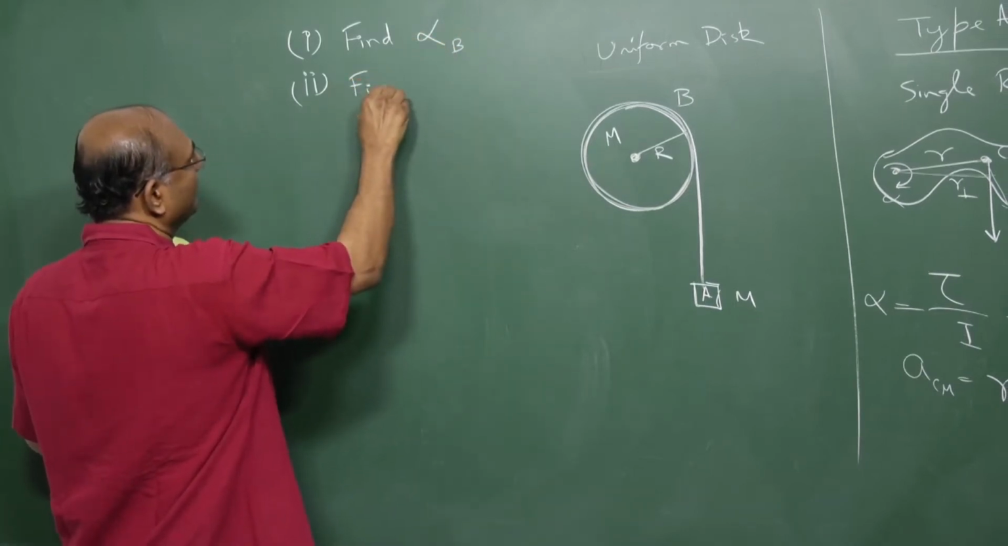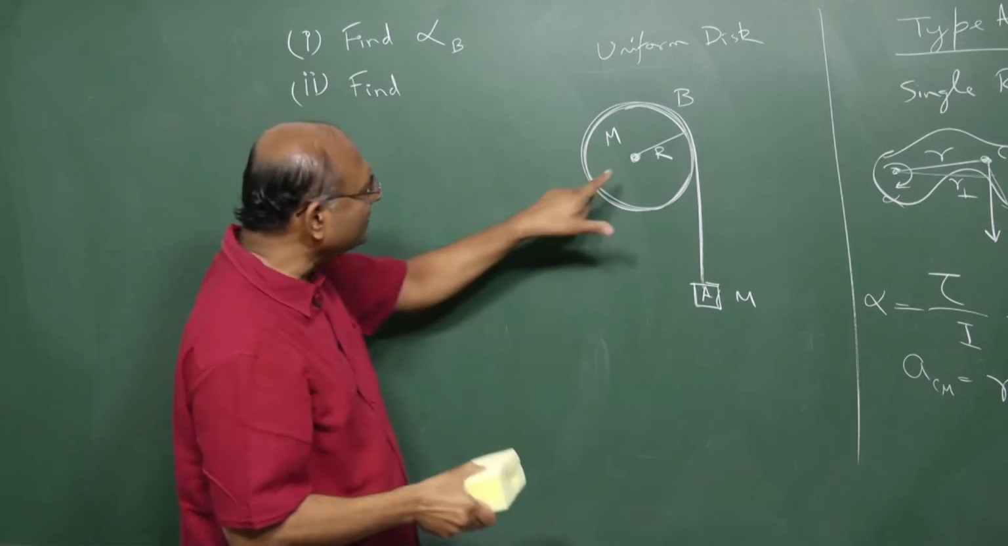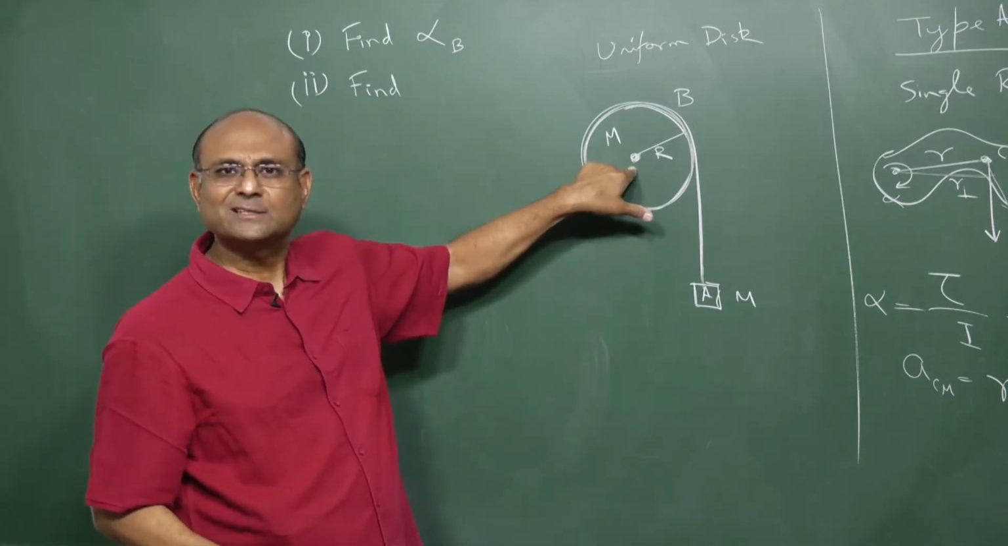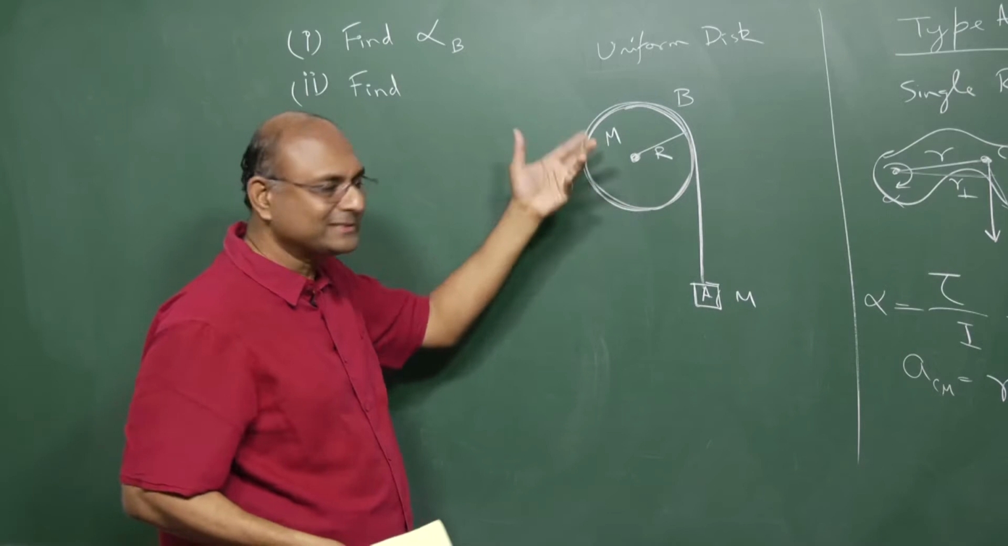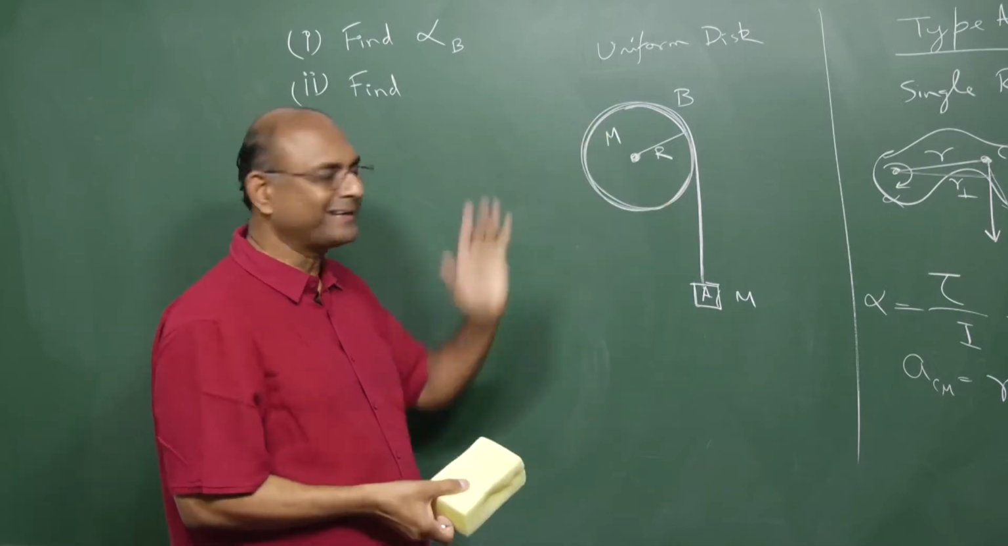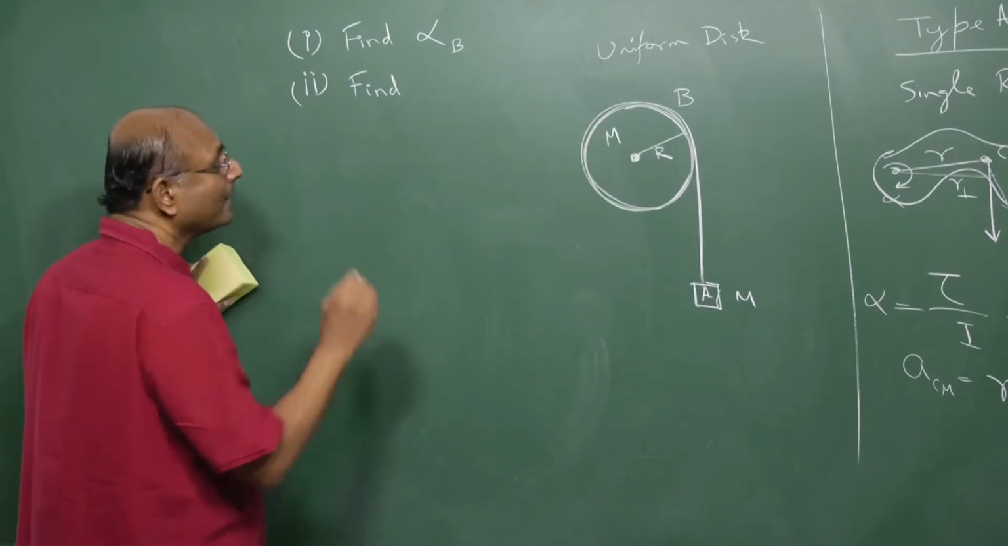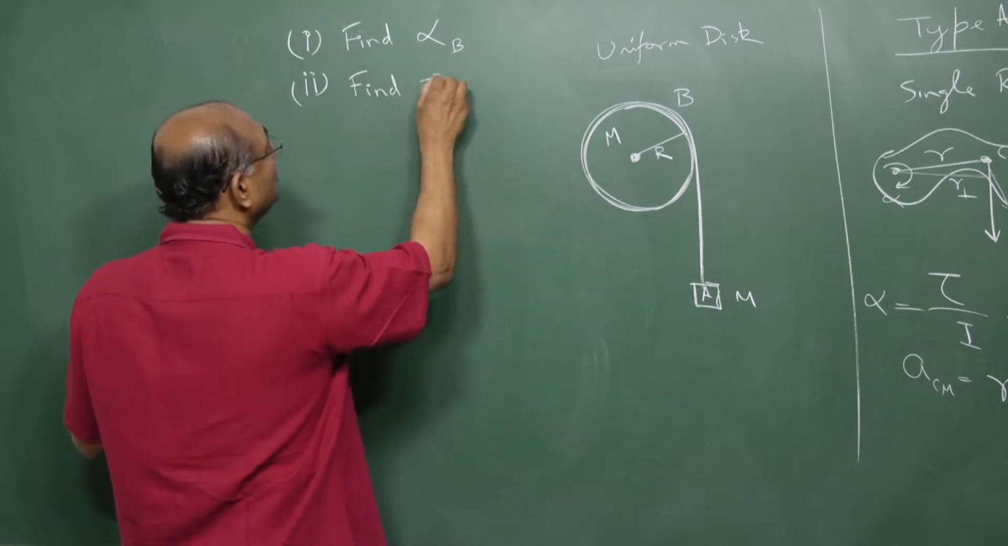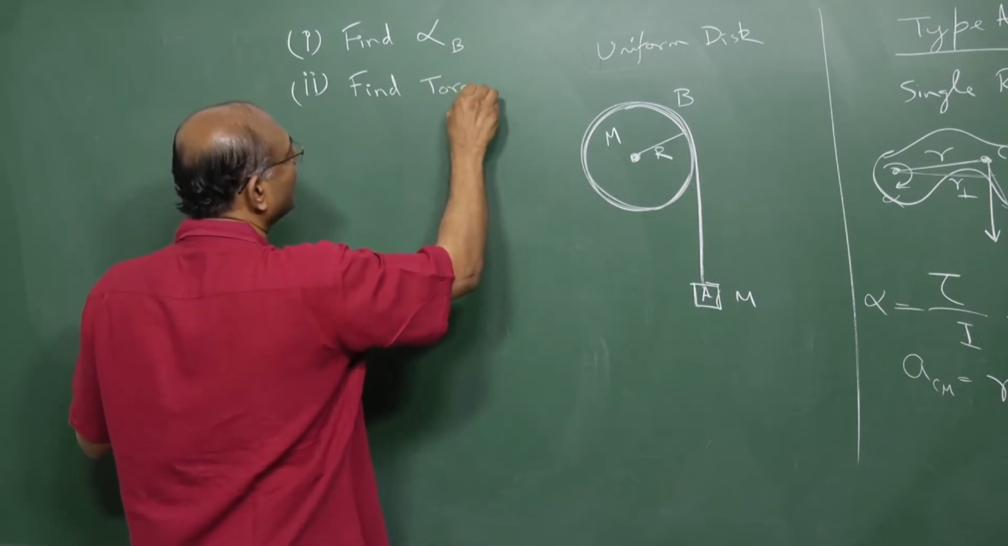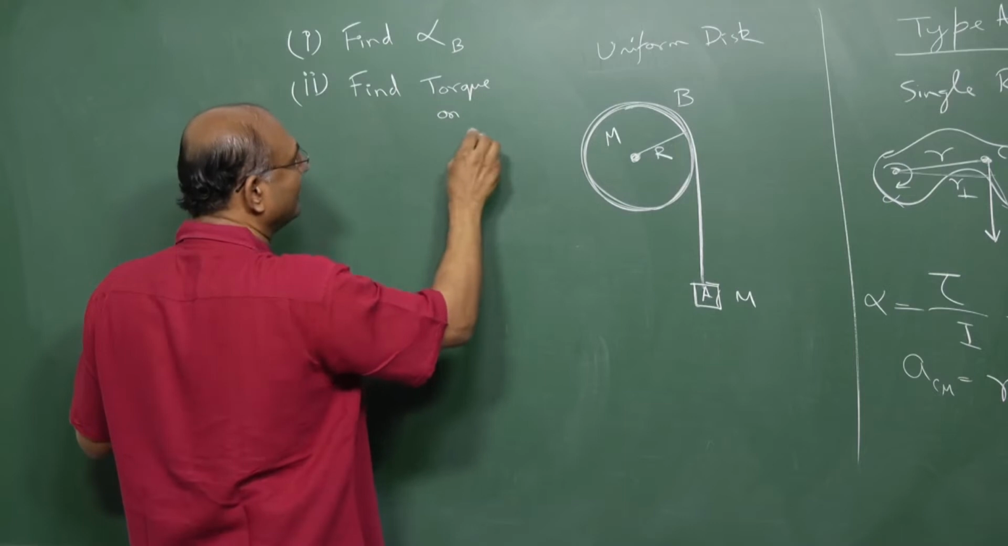Should I ask you to find the acceleration of the center of mass of the disk? No, it is 0, it's stuck there. It's already there, not stuck, it's pivoted there, so you don't have to worry. Find the torque on the disk.